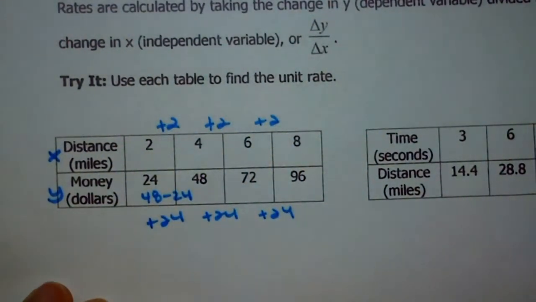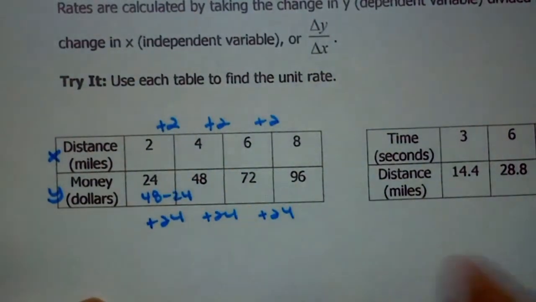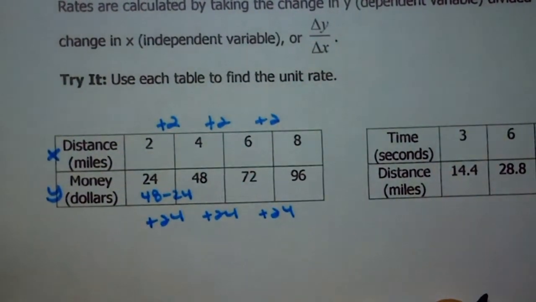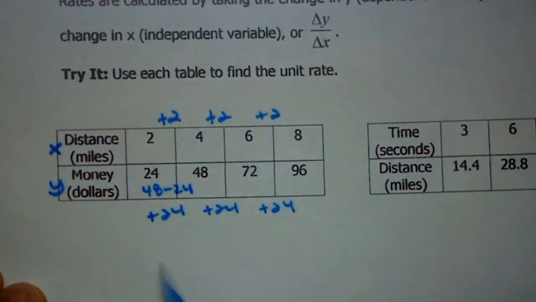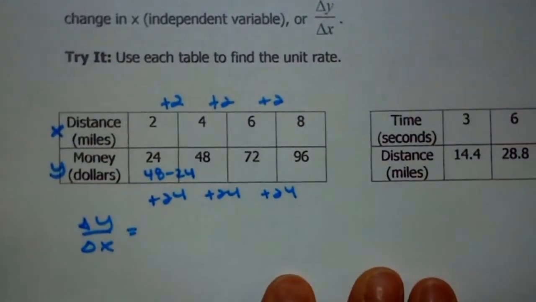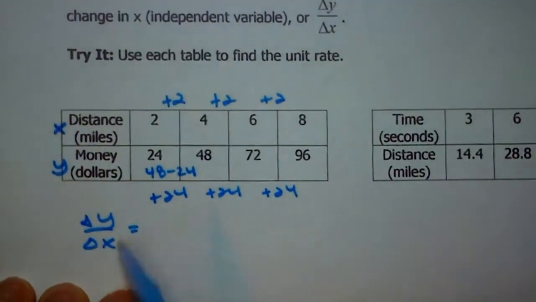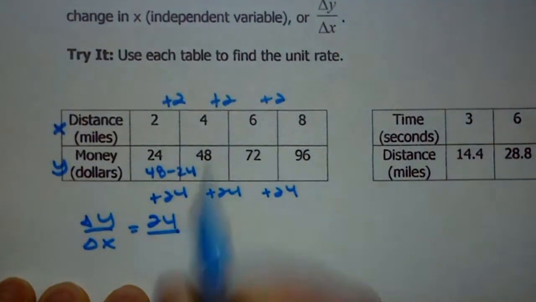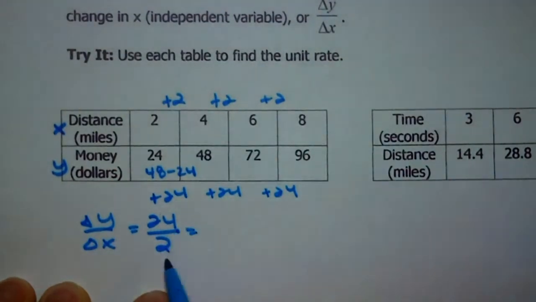So in my table, once I know the change in y and the change in x, all I have to do to find my unit rate is divide the change in y by the change in x. Those are supposed to be triangles, in case you're wondering. Okay, so we said the change in y was 24, the change in x is 2, and when you take 24 divided by 2, we get 12, right?